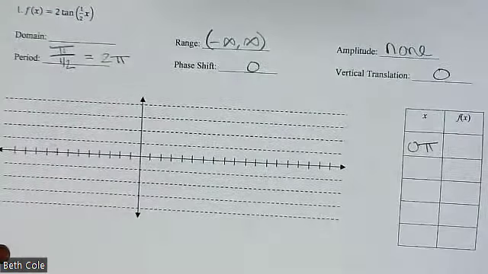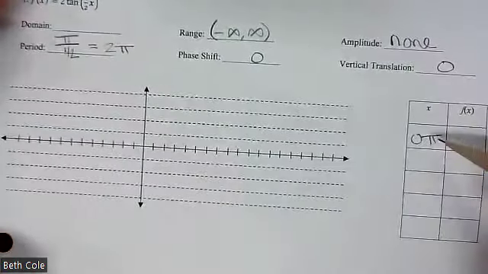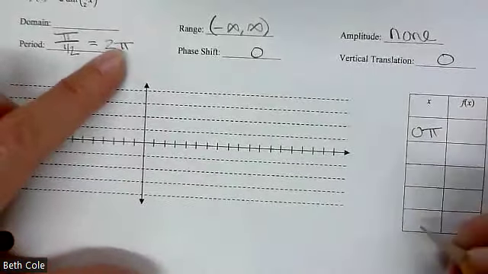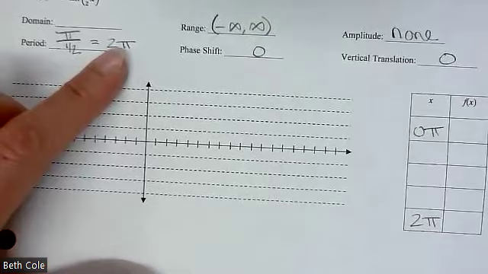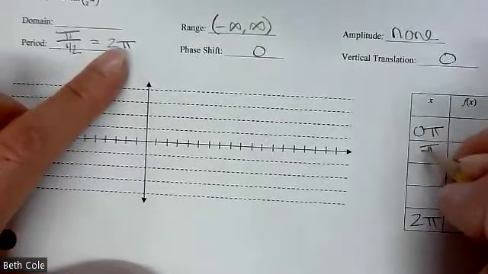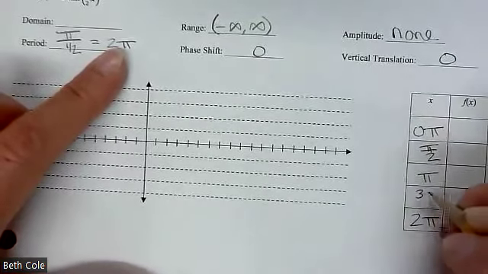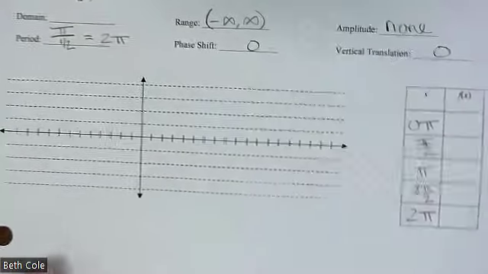So it's always nice when you start at 0 and then you add the period, which is 2 pi. Interestingly, this one just ends up being your basic unit circle values, like pi over 2, pi, 3 pi over 2.